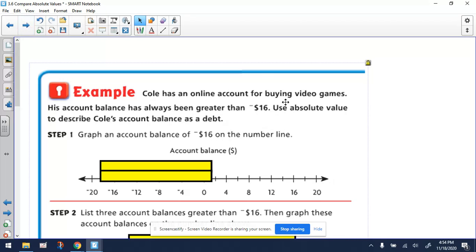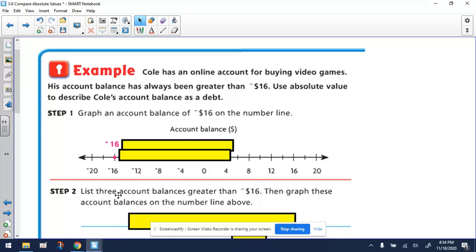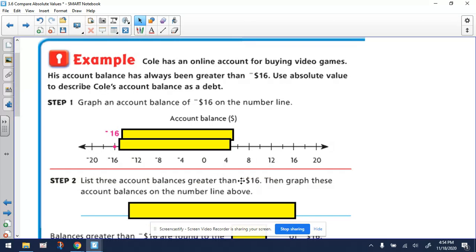Cole has an online account for buying video games. His account balance has always been greater than a negative $16. Use absolute value to describe Cole's account balance as a debt. It says graph an account balance of a negative 16 on the number line. So if we graph that, let's just kind of move that over, make a little dot, and put the negative 16 there.